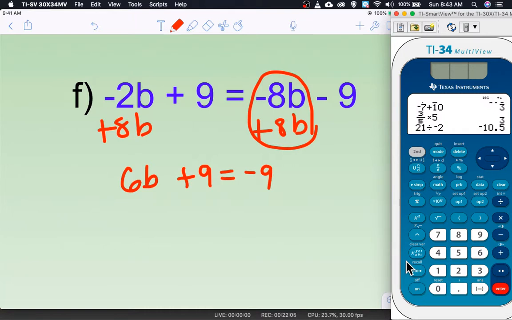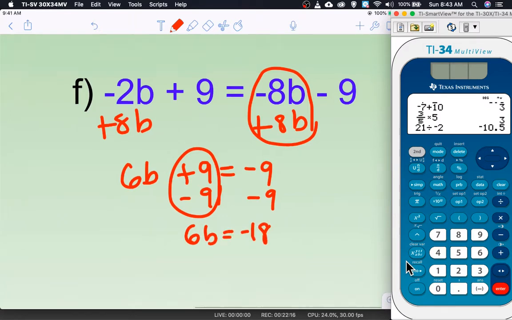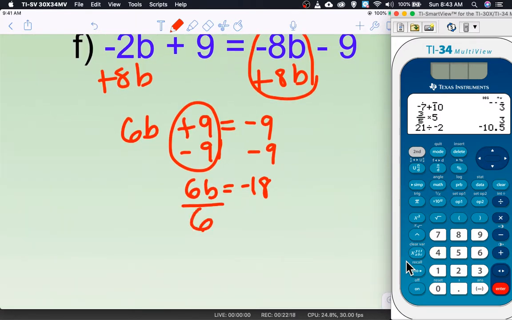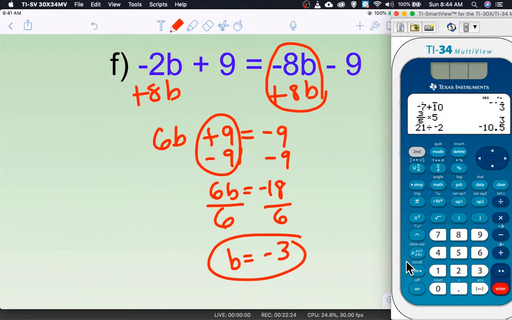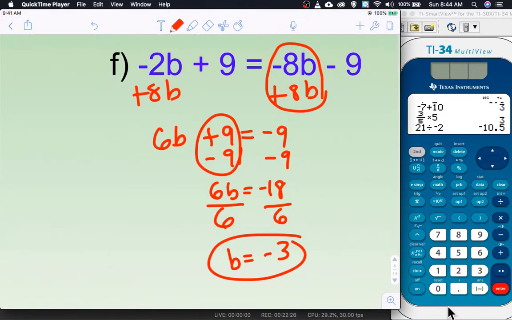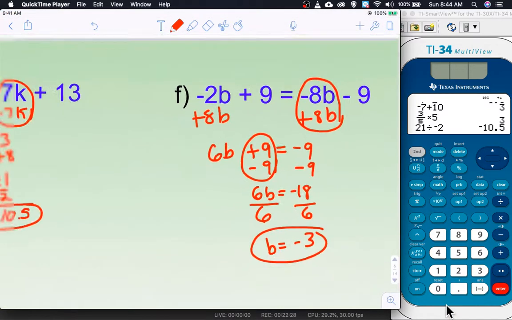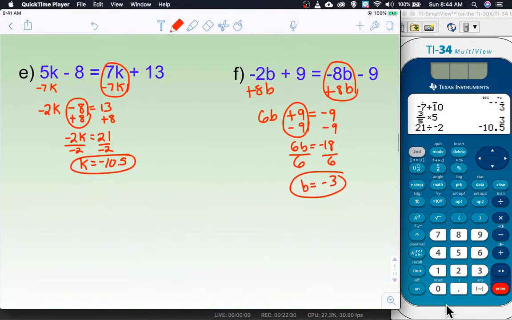From there, I'm going to continue solving. So on the next step, I'm going to subtract 9 to get rid of my +9 on both sides. 6b equals -18. And then finally, when I divide by 6 on both sides, b equals -3. So there's letter F for you. And there's both of them for you.